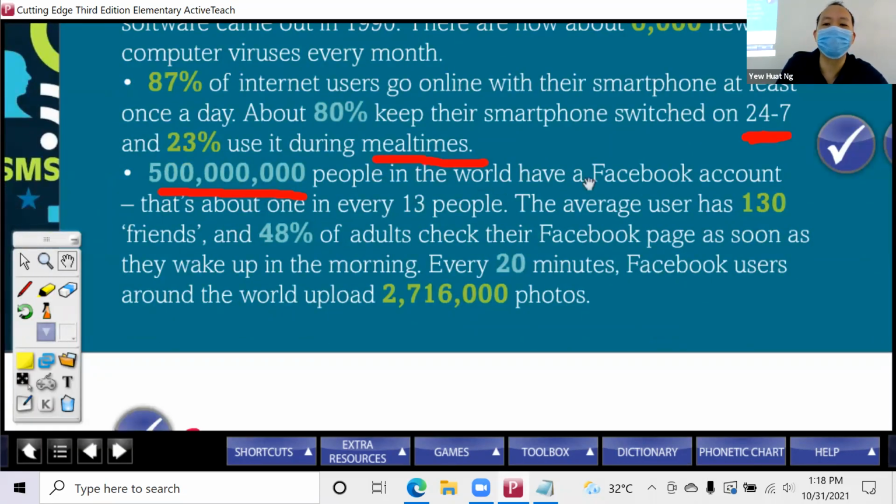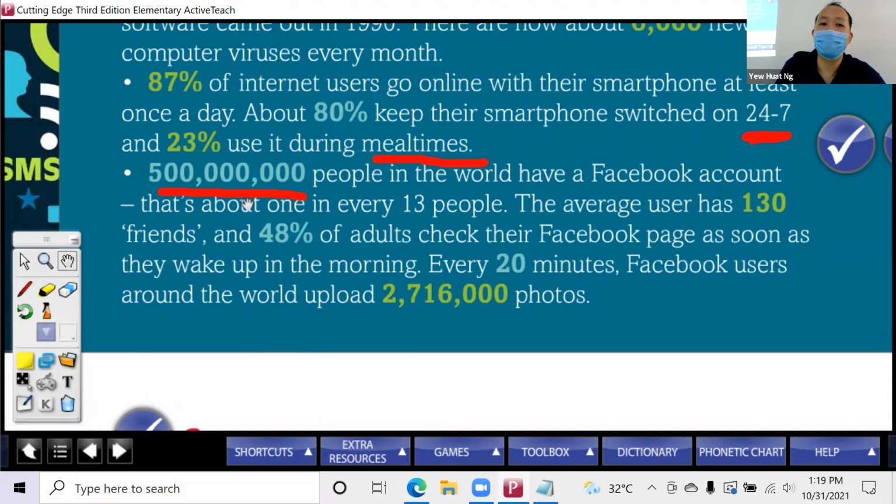All right, what number is this? 500 million people in the world have a Facebook account, and that's 1 in every 13 people. Do all of you have a Facebook account? You and me, yes. Okay, the two of you do? Really? How about you? No, I don't have Facebook. I use WhatsApp. Yeah, because usually people from China won't use Facebook. Facebook is banned in China.